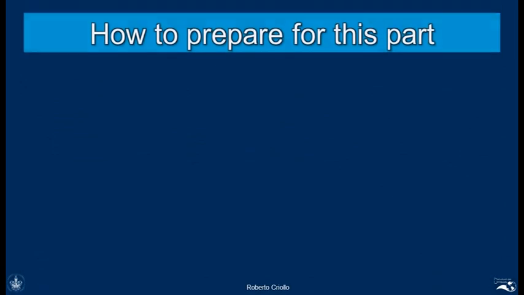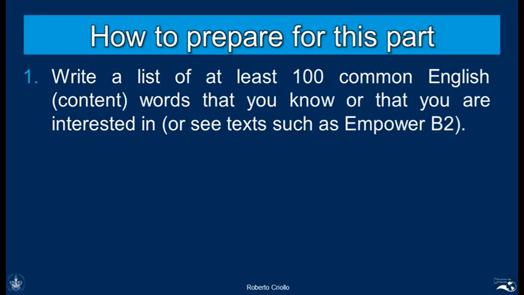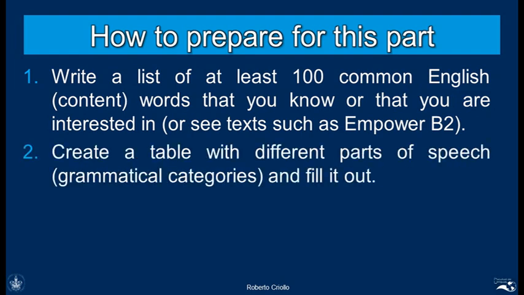Now, how can we prepare for this part of the test? What I suggest that you do is that you write a list of at least 100 common words in English. Remember that it has to be content words, okay? Words that have meaning by themselves, nouns, verbs, adjectives, and so on. So you make a list of these words and some others that you could be interested in. If you have the Empower B2, you may take your list of words from there, because there's actually a list of words there. And then you're going to create a table that you're going to label after different parts of speech.